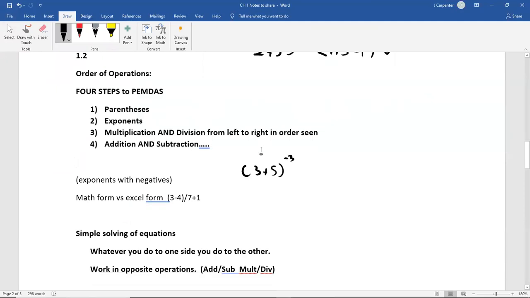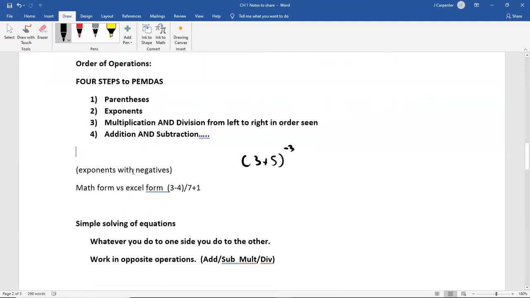All right, then we have this little detail about math form versus Excel form. When we're used to doing normal arithmetic problems, they wouldn't look like this. This problem would look like 3 minus 4 on top of 7, and then a +1. So the Excel form is what I have typed. The quote-unquote math form is what I have written to the right.